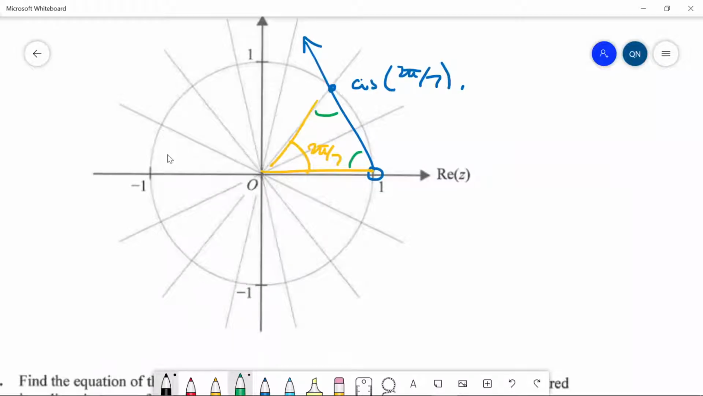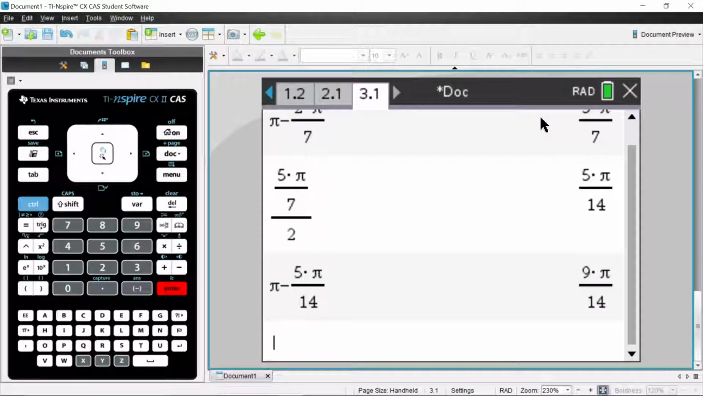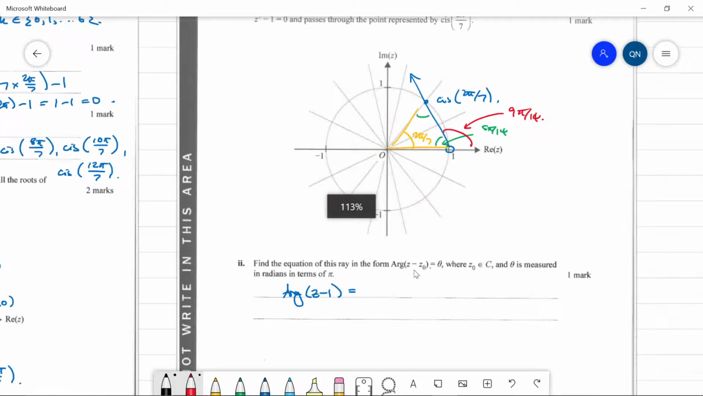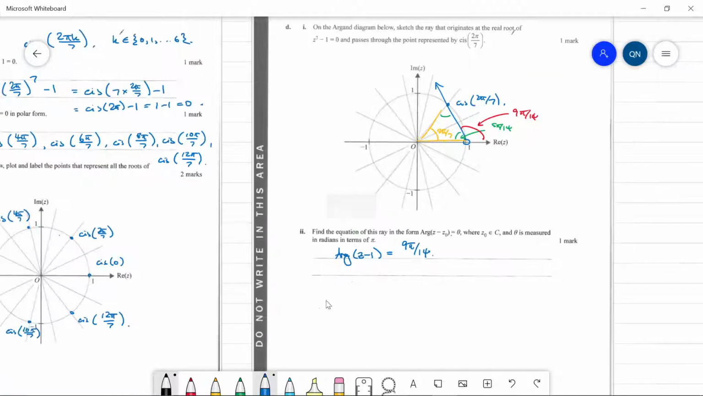5π/14. So this thing is 5π/14, and we want to find this angle over here. That's just going to be 9π/14, I think. So π minus this guy, 9π/14. So yeah, it's just 9π/14. I'm really hoping I'm doing these questions right, because it seems a bit too easy at the moment, and I don't know if I'm overlooking something that's supposed to make it harder. So I'll just go with that as the answer.